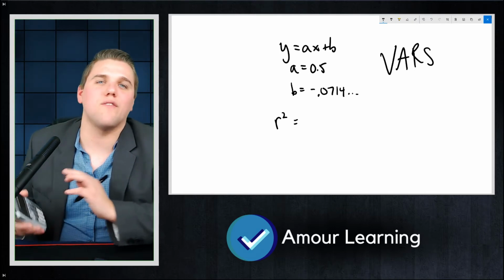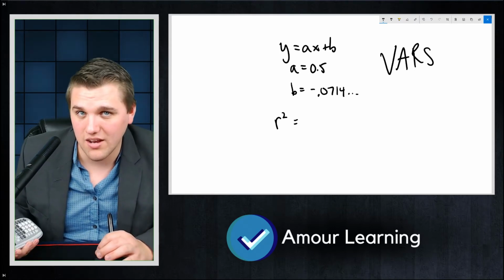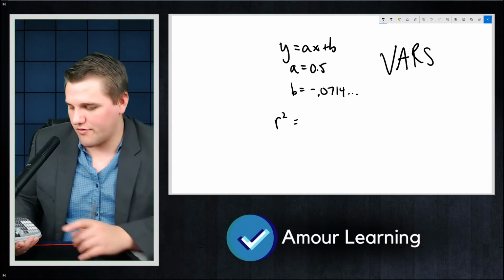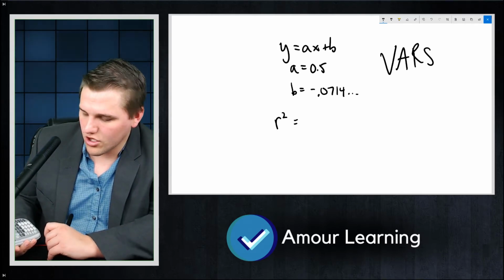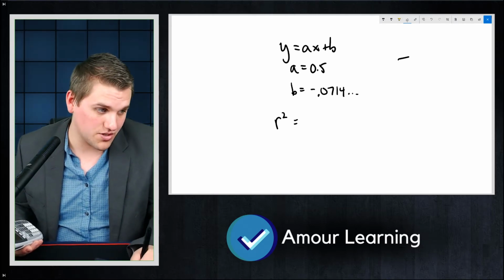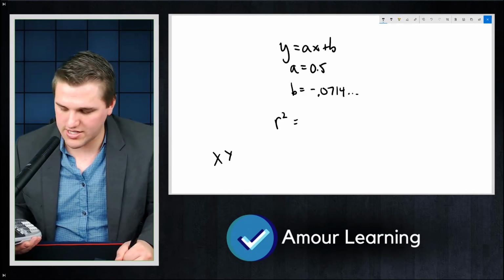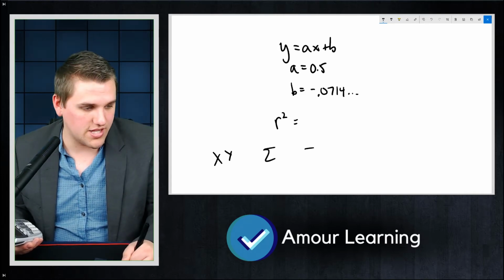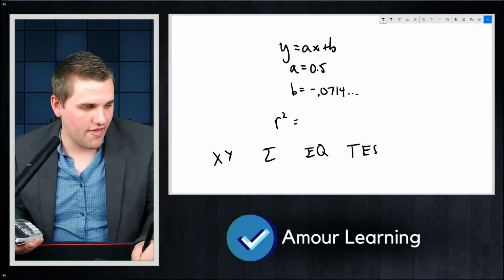And this is where, if you ever want to gather any sort of specific variable that has been calculated, this is where you would go. And if you scroll down to Statistics, it should be number 5. You're going to see several menus, I think a total of 5 menus. One of them is going to say XY. One of them is going to say Sum. One of them is going to say EQ. One of them is going to be Test. And then the last one is going to be PTS.